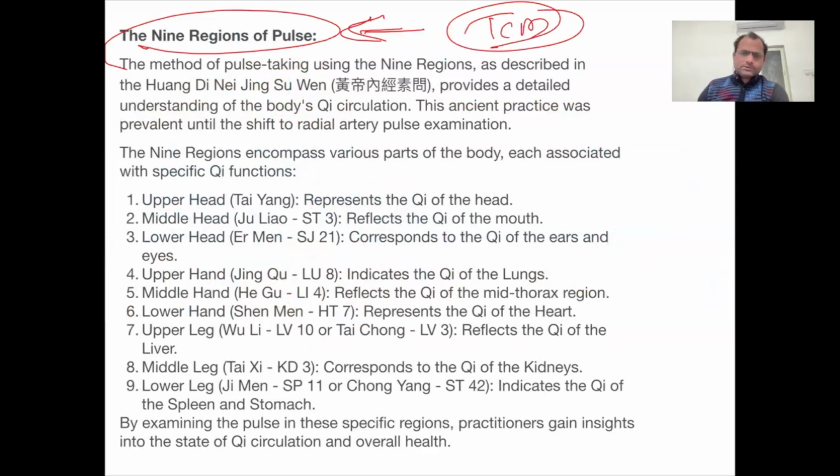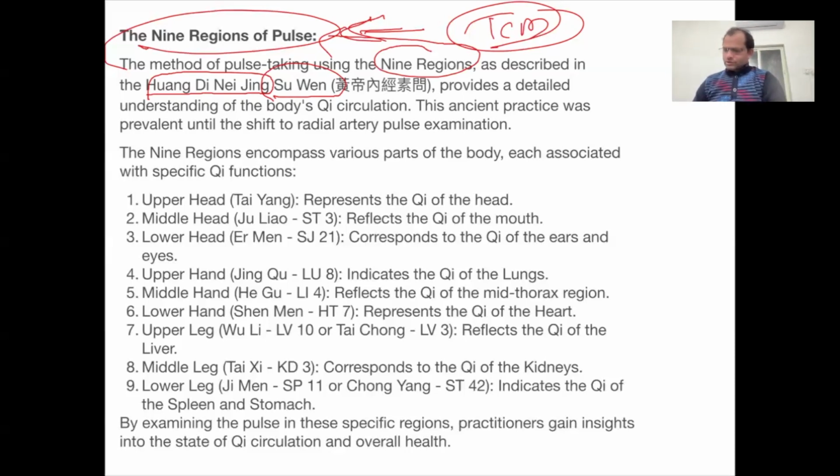In Ayurveda also, we are checking the nadi at many places. So let's discuss here the Huang Di Nei Jing book, Su Wen. The name of the book is Su Wen. It has described the 9 regions of the pulse. पल्स के 9 स्थान होते हैं जहां पर चेक की जा सकती है.